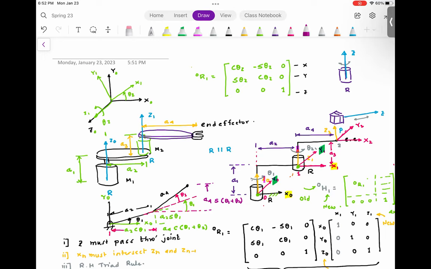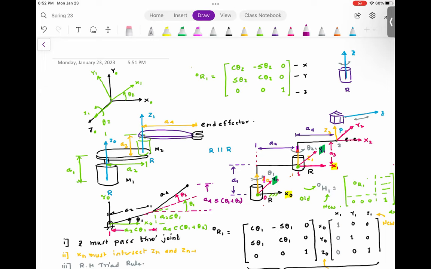That is the rule number two: Zn and Zn minus 1. And then you complete the triad. Move on to the next. Similarly, you have z2. I drew x2 like this because x2 is now intersecting with z1 and z2. Everyone understood this? And I complete the triad.